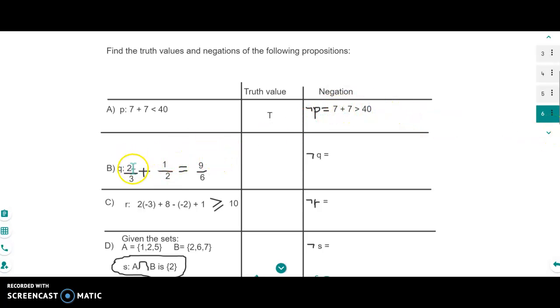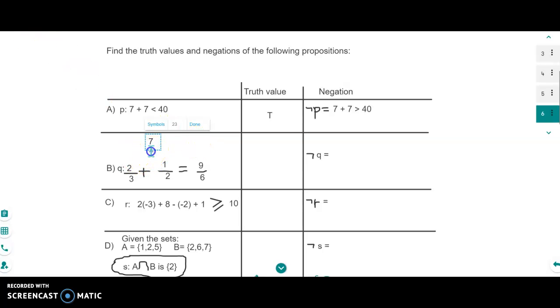Now, in the second one, we have another equation like this, and it says 2 over 3 plus 1 over 2 equals 9 over 6. How can we find the truth value, if this equals 9 over 6? So we solve these fractions. You already know how to add fractions. They are unlike fractions. You have to find the least common denominator, solve the fraction, and you will get this answer. This equals 7 over 6.